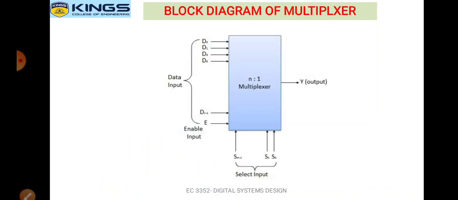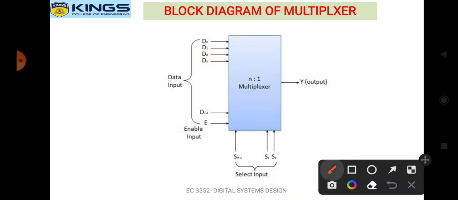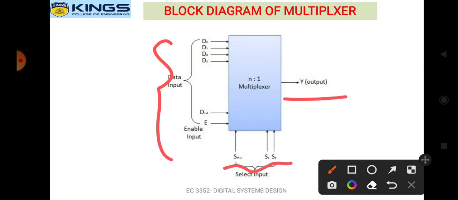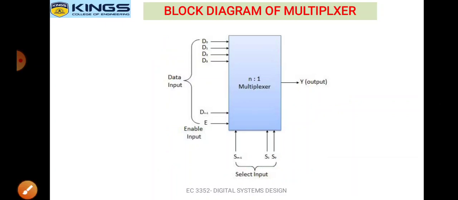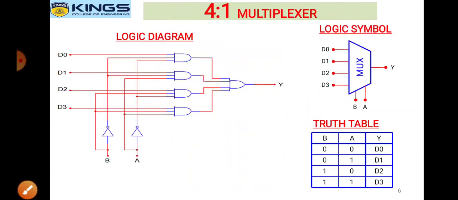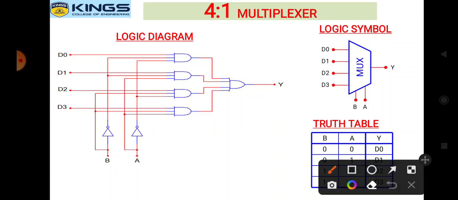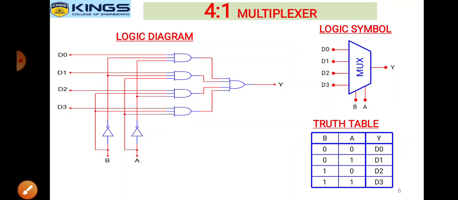This is the block diagram of multiplexer. As I have told you already, this multiplexer has many inputs, many inputs will be there and only one output and selection lines. For example, I have taken this 4:1 multiplexer. In this 4:1 multiplexer, the logic symbol, truth table and logic diagram are here.